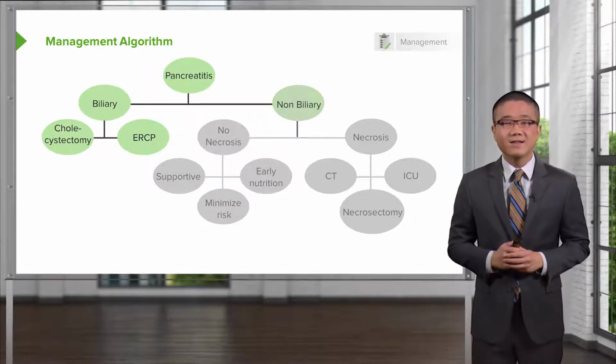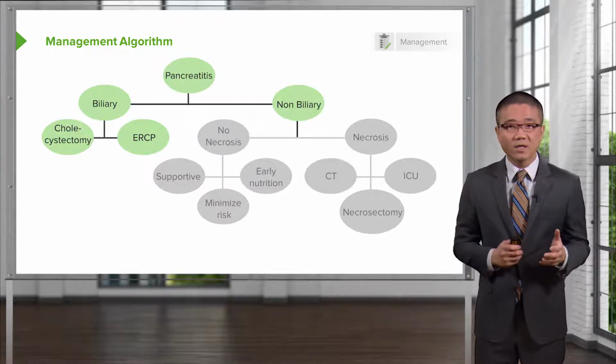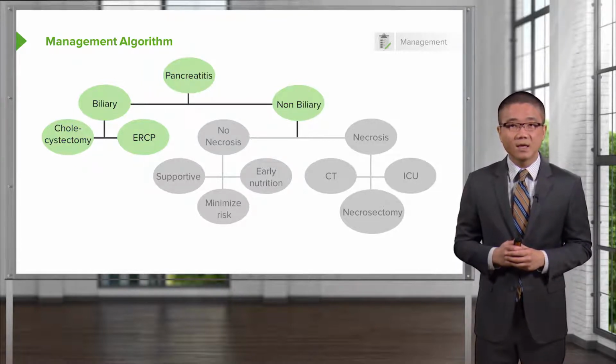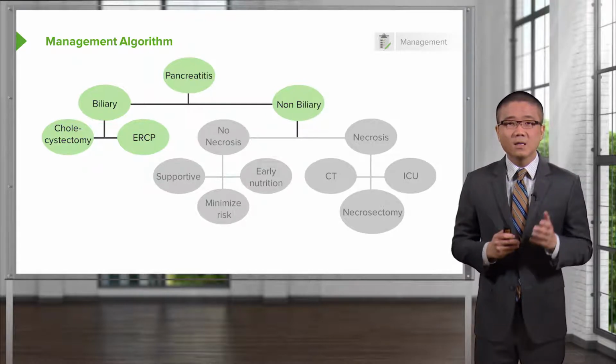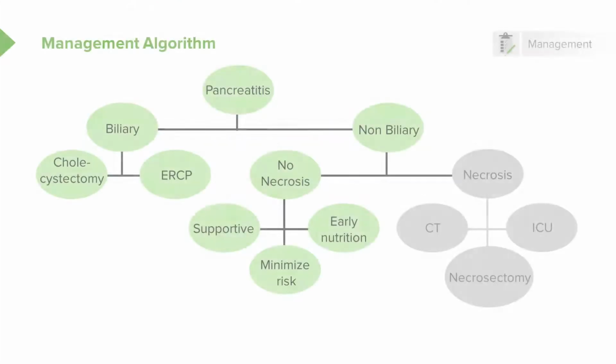Now let's take a look at the non-biliary causes. Remember alcohol, hypertriglyceridemia, hypercalcemia, and hyperparathyroidism. The main determinant of the next step in management is whether or not you suspect there is necrosis of the pancreas. If you do not suspect necrosis of the pancreas, the treatment is largely supportive. Early nutrition is advocated in modern medicine, and we want to minimize further risk of pancreatitis. This involves very important counseling to the patient to minimize smoking and drinking.